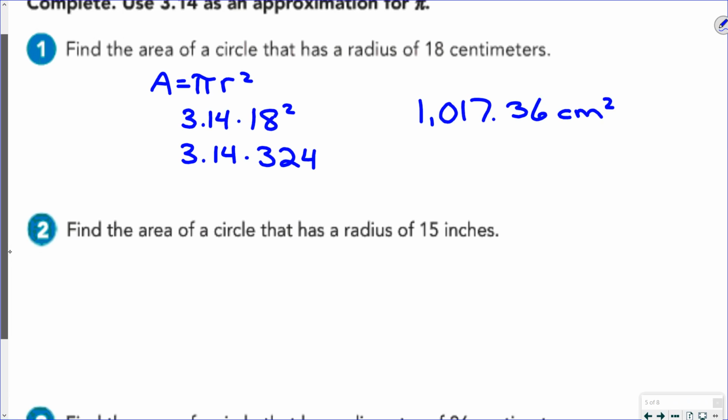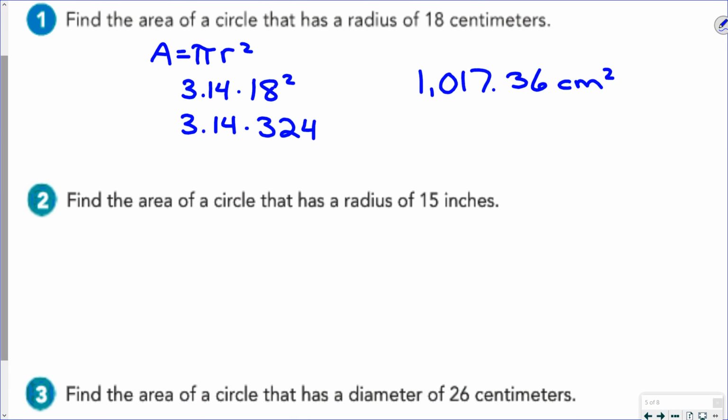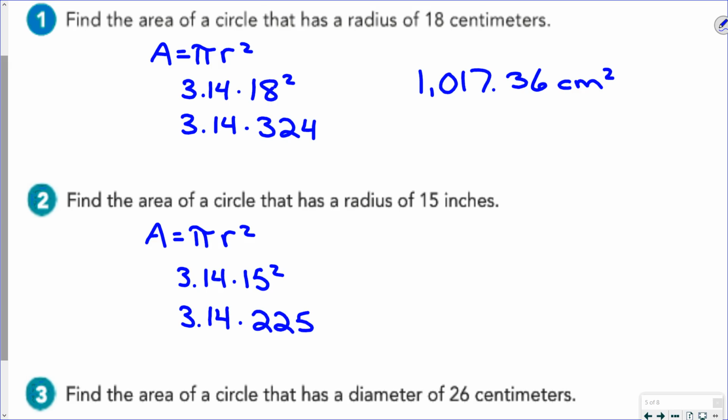Scroll down here a little bit for number 2. For number 2, find the area of a circle that has a radius of 15 inches. So again, area equals pi r squared. Pi is 3.14. We're given a radius of 15. We take 15 squared. So that would be 3.14 times 225 to get an area of 706.5 square inches.